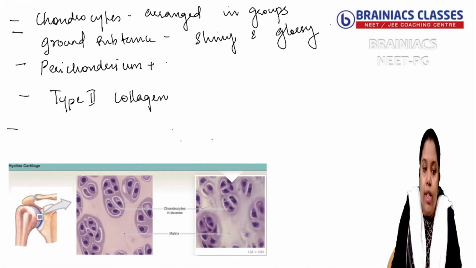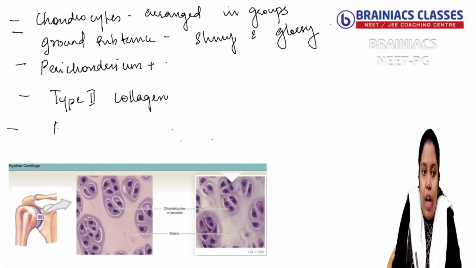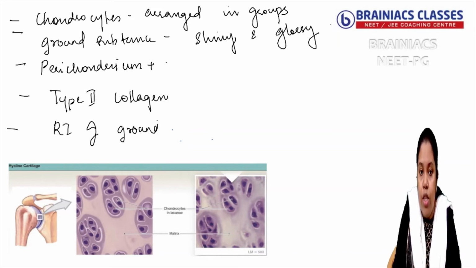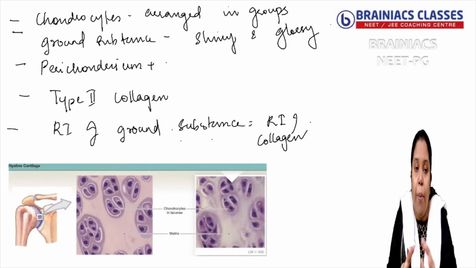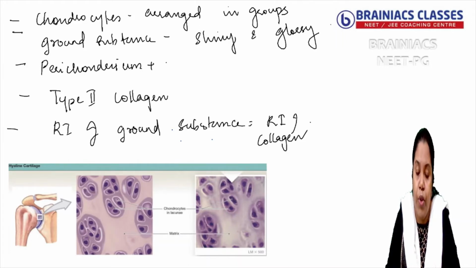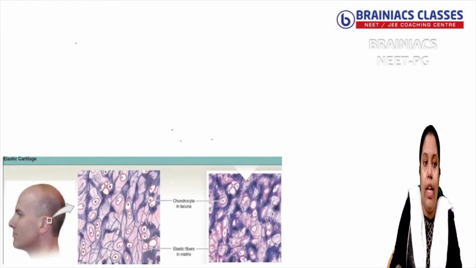You know why there is this ground glass or shiny appearance in this cartilage? Because the refractive index of the ground substance, or the matrix, is equal to the refractive index of collagen. That is why you get a shiny appearance in hyaline cartilage. This is about the hyaline cartilage. Now moving on to the elastic cartilage.